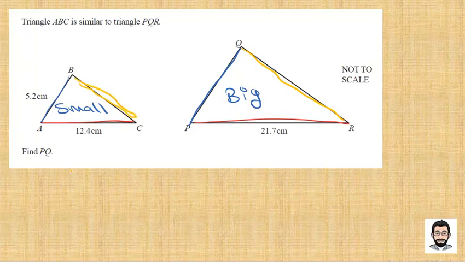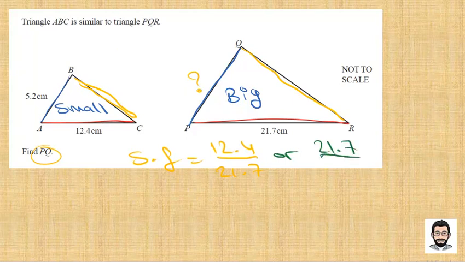Okay, he's asking only to find PQ, which is here. So I need to find this one. So I'm going to write the scale factor equals 12.4 over 21.7, or 21.7 over 12.4. Now we're going to find PQ. Ask yourself, PQ is what, big or small? Where is it? Here. Yeah, of course, big. So I'm going to write big.